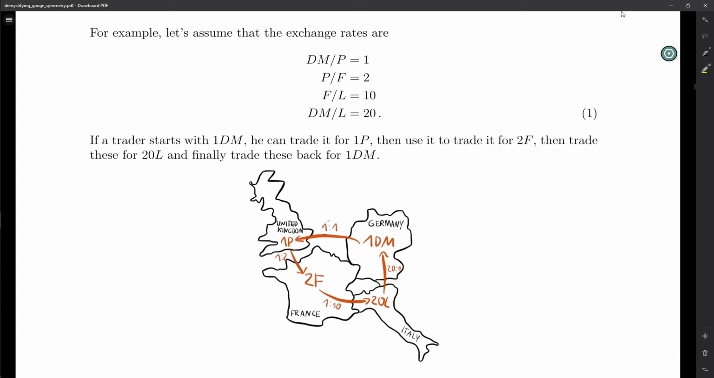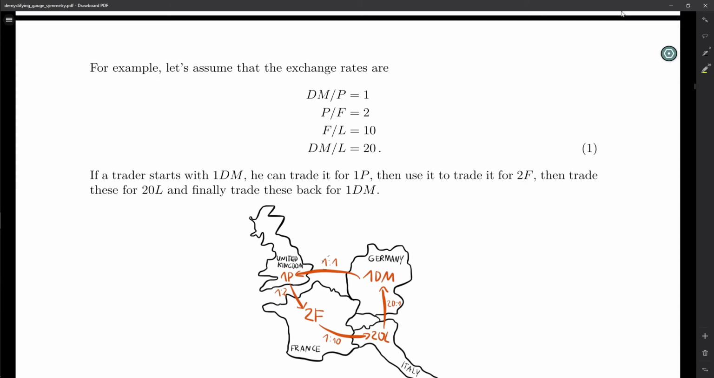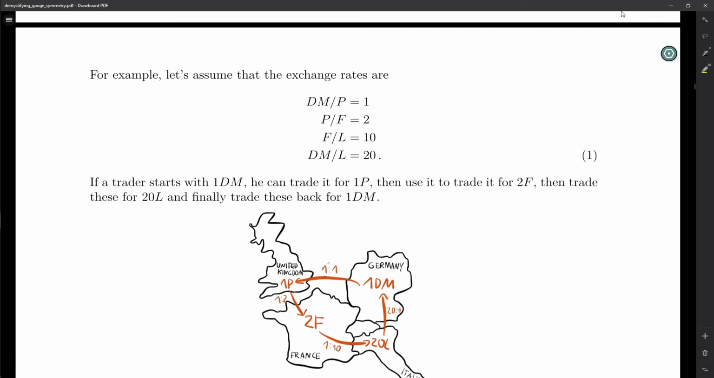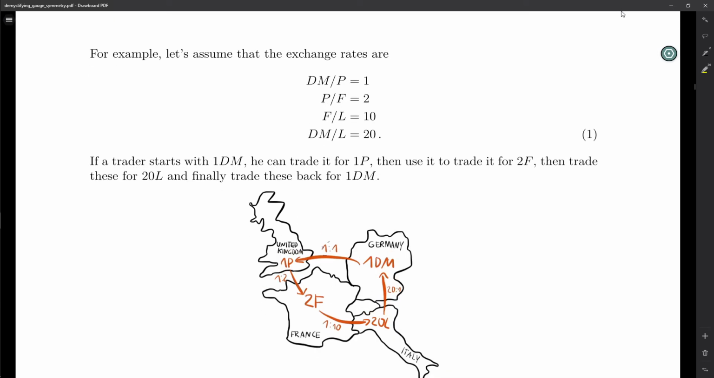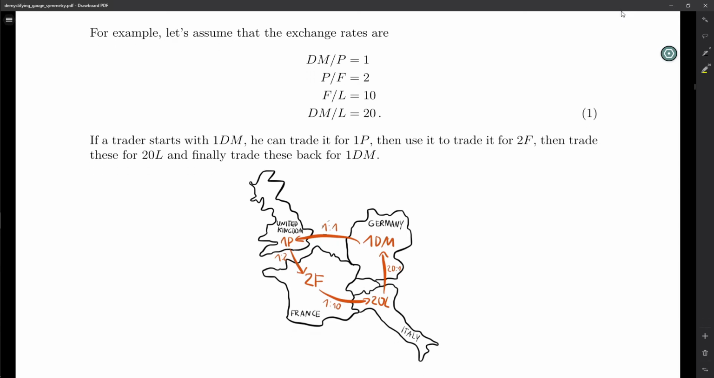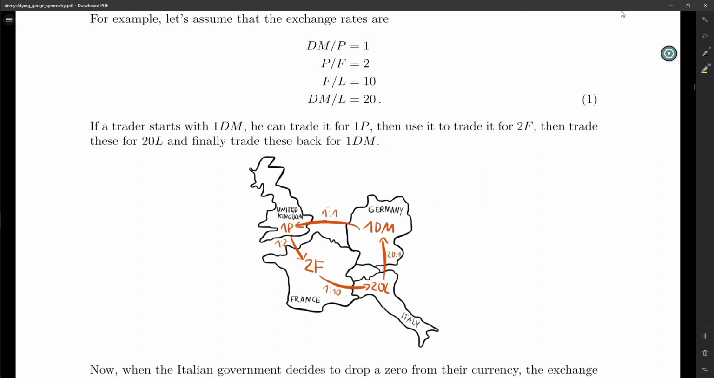So we're going to start with Germany. If you have one quantity of DM in Germany, and then you go to the United Kingdom, you have a 1:1 ratio, and then you have 1:2. So you go to France, you become richer. But then you go to Italy, you become more, you become a god basically. But when you come back, it's basically all down to one.